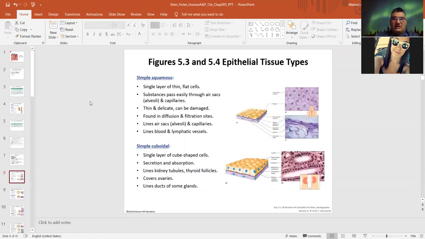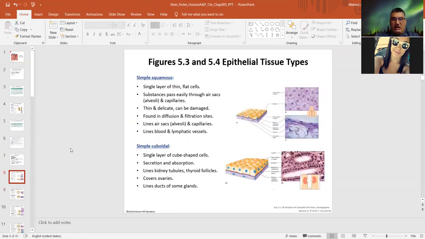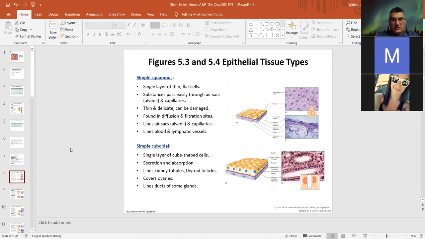So that will give us simple squamous, simple cuboidal, simple columnar, and then stratified squamous, stratified cuboidal, stratified columnar. So let me ask you this. If I'm saying stratified cuboidal, what does it mean? Does it mean that all the cells are cuboidal, all the layers? No, no. What does it mean then?